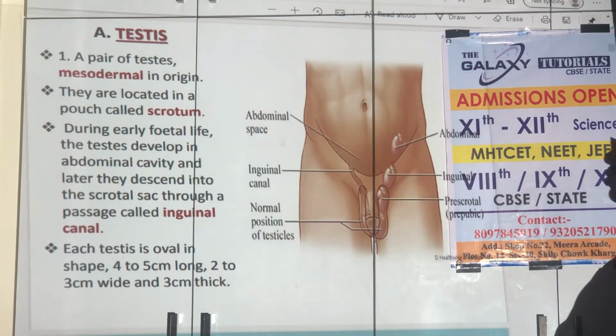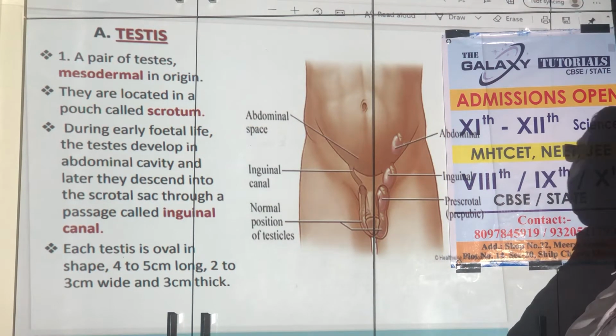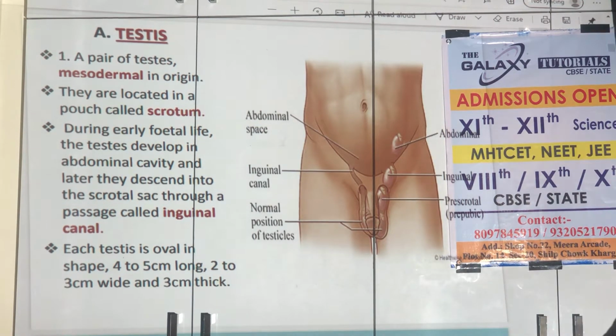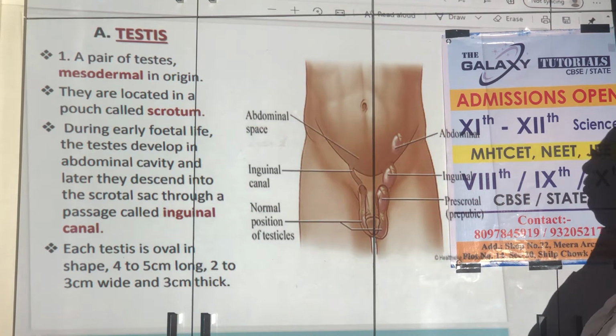Testes, we'll come to first. One pair, okay? And mesodermal. What do you mean by mesodermal? We are doing embryology. Three germ layers, three tissues formed earlier in the embryo, as you know, are ectoderm, endoderm, and mesoderm. This is from mesoderm, mesodermal in origin, for NEET purposes. They are located in the scrotum, a sac-like structure, which you'll see from side view.